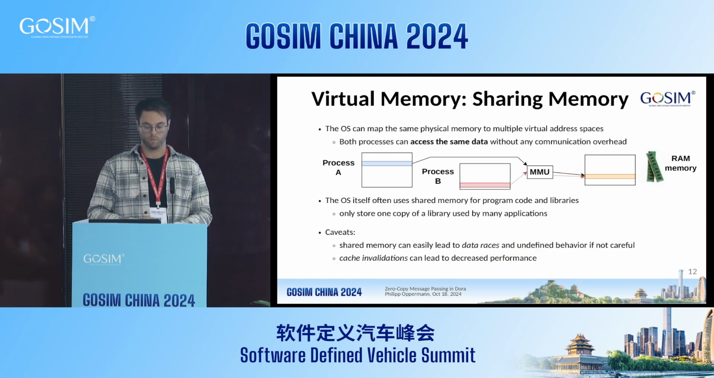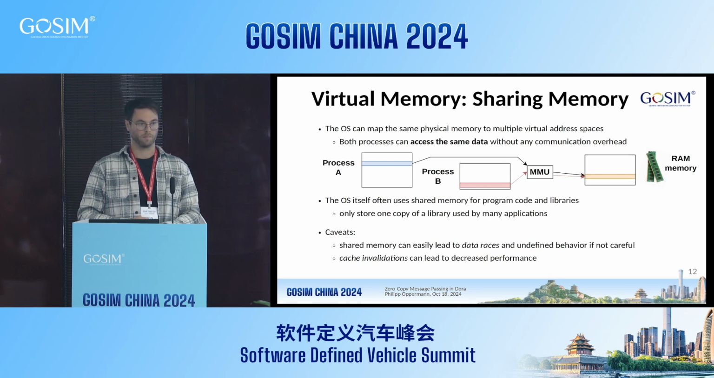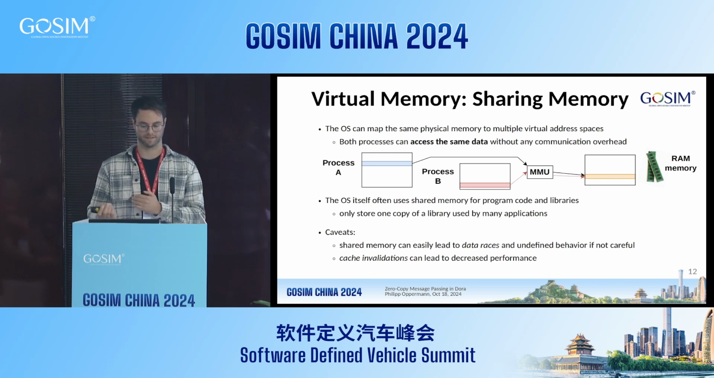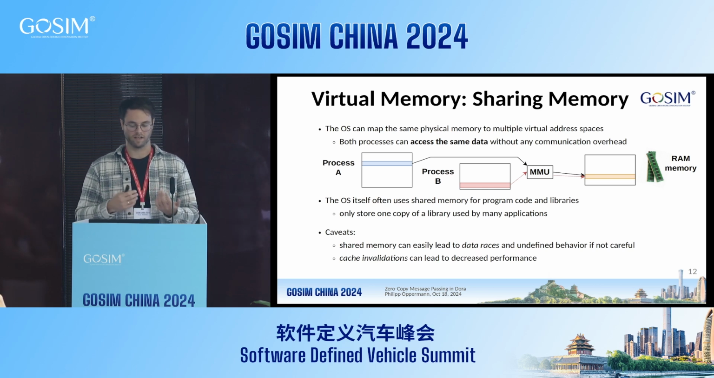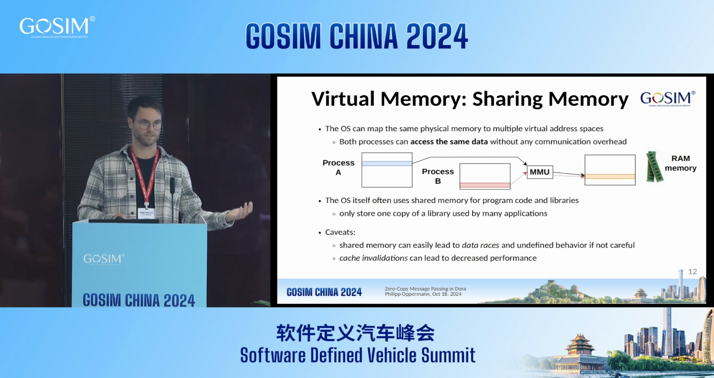Yeah, and shared memory works by making the MMU map the virtual addresses of different processes to the same physical region in RAM. So it looks like normal memory to each process, but behind the scenes it's the same memory that another process accesses. That means you can access it without any communication overhead, and you can share data this way if one process writes data in there and the other process takes it out.